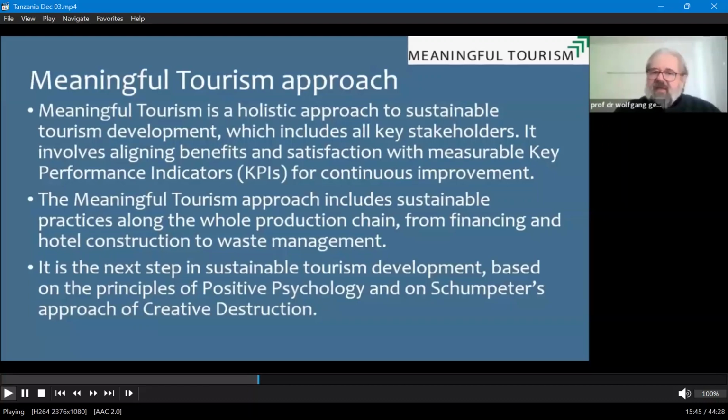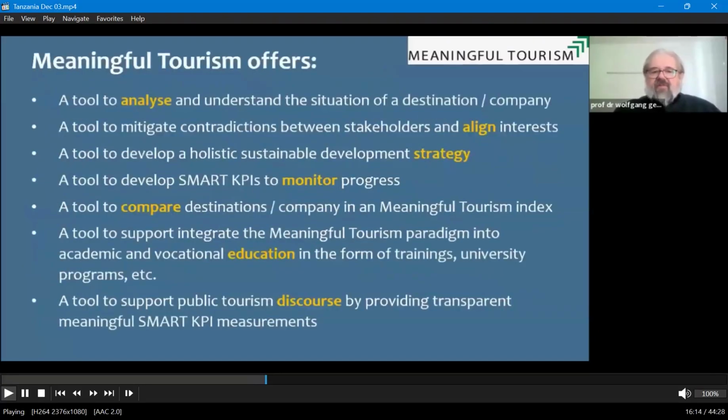So it is a step inside sustainable tourism development, and is based on principles of positive topology and on the Schumpeter approach of creative destruction. Actually, this idea just won a Nobel Prize in economics. So some modern ideas use Schumpeter as a base so that you actively embrace change and not just reluctantly follow it. So meaningful tourism offers a tool to analyze the situation, to mitigate contradictions and align interests, develop a strategy, and then to monitor the progress with smart KPIs.